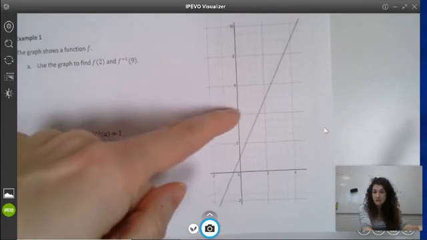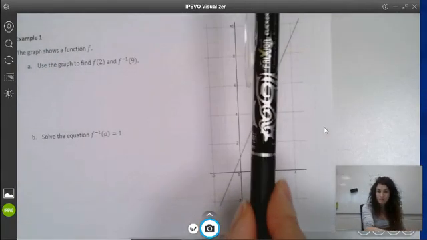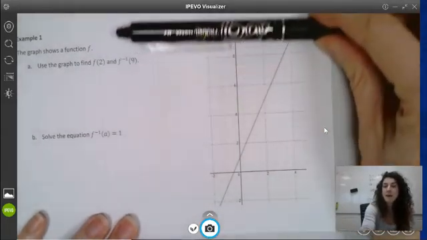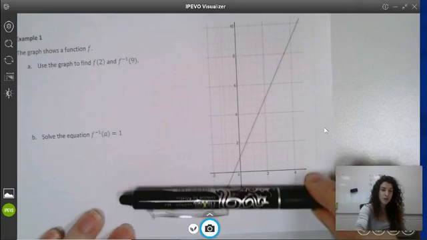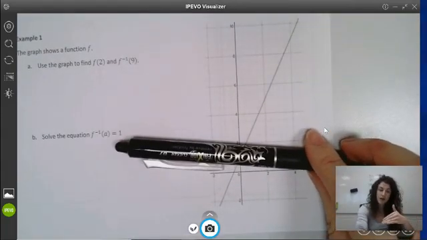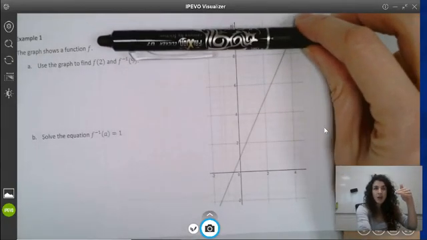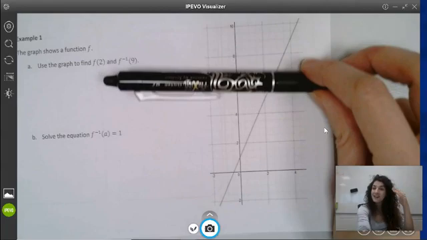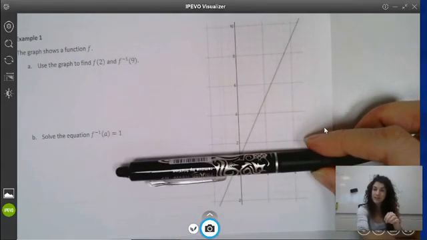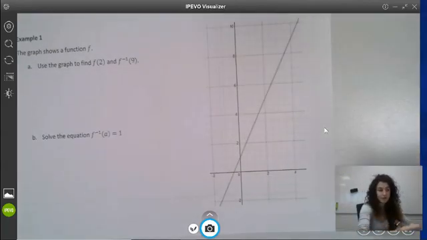Now, if we want to know, is the inverse of this graph also a function, instead of doing the vertical line test, you do the horizontal line test. You imagine a horizontal line going up and down, and as long as that horizontal line does not cross the graph in more than one place at one time, then its inverse would also be a function.